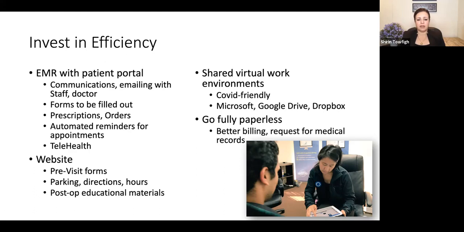The EMR can send out reminders and appointments to your patients, either by text or phone call, automated phone call, or emails. And many also now offer telehealth visits, especially during COVID.